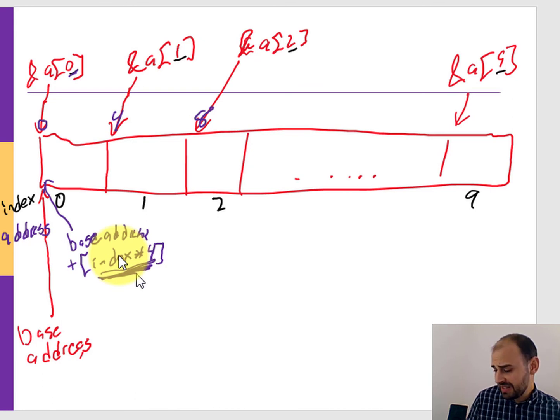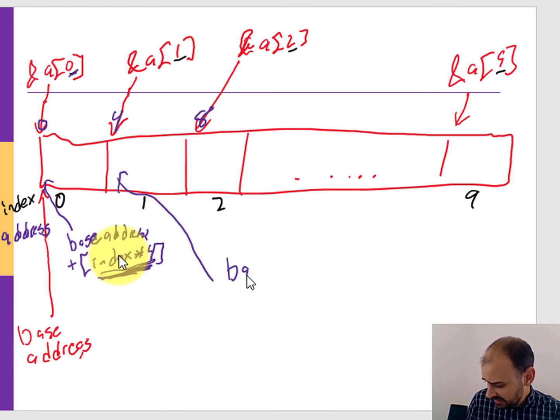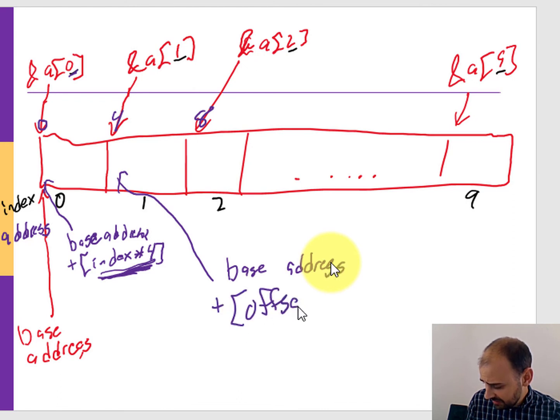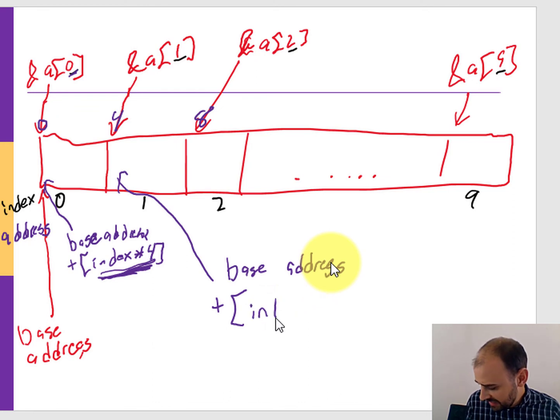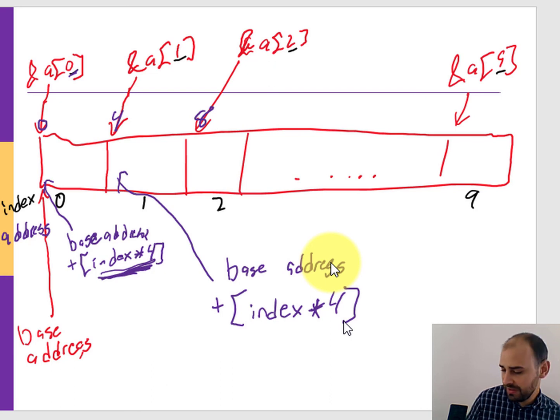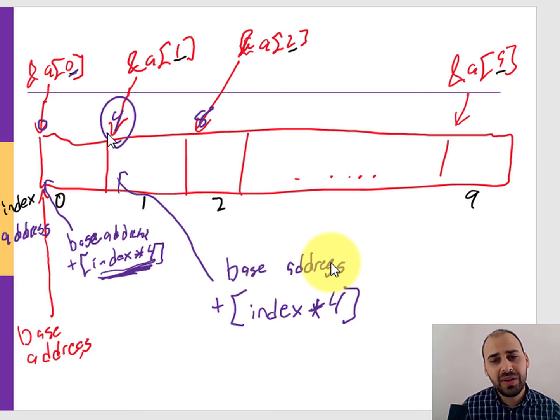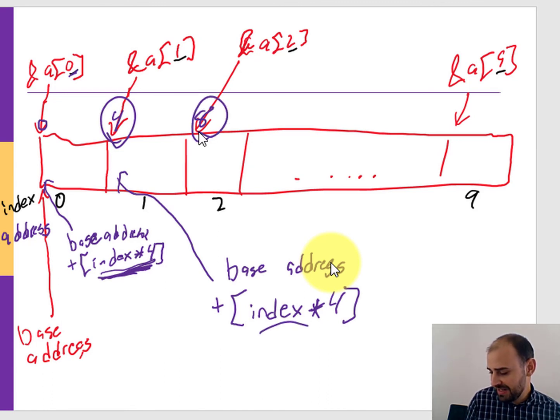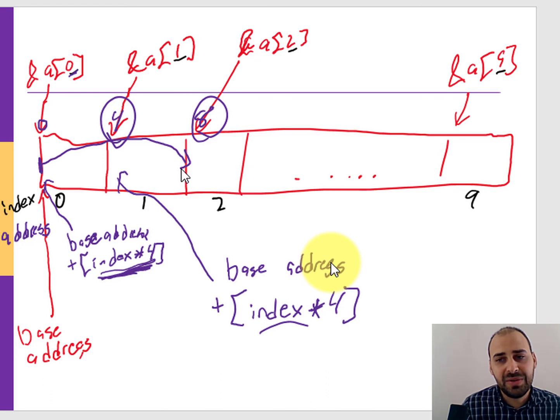Now, for this first one, the index is actually 0, so this term drops off, and it's just the same as the base address. But when we look at this location, that's going to be the base address plus the offset, I'm sorry, not the offset, the index, times 4. The index is 1, so this is effectively plus 4. It's the base address plus 4. The next one, the index is 2, 2 times 4, 8. 8 plus the base address. So if this is the base address here, we're going 8 addresses over, 8 bytes over.